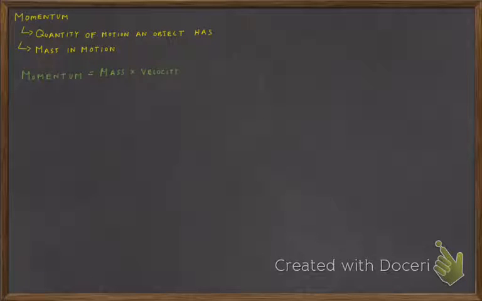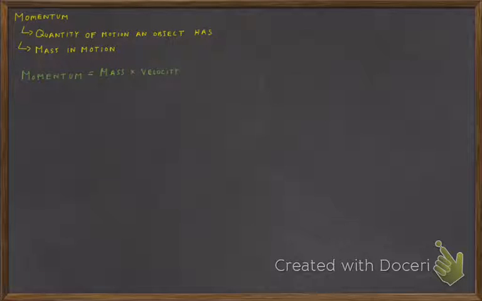Well, we define momentum as the quantity of motion an object has. Now since objects all have mass, we could then say it is mass in motion. So we define momentum using the equation momentum equals mass times velocity. If we have an object, we know it has mass. And if that object is moving with a velocity or a speed, then that mass has momentum.